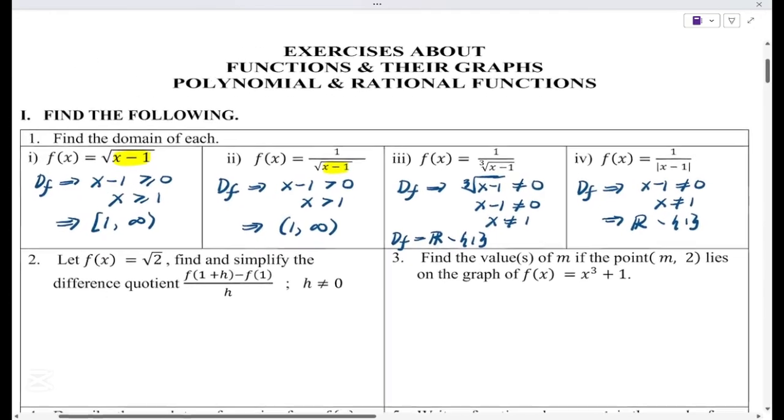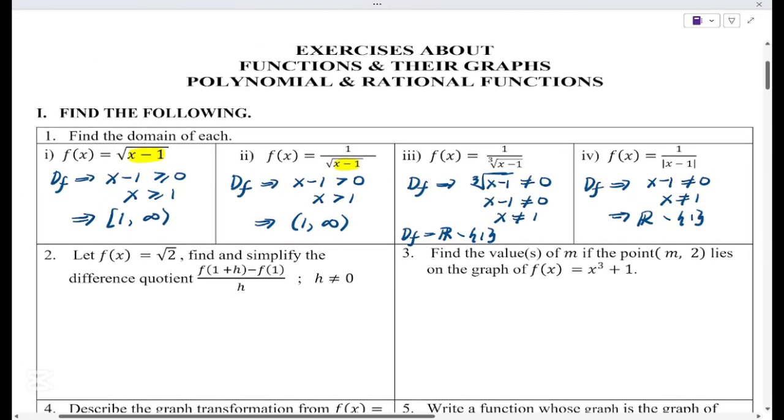So if you notice, in these four functions, these two, even though they have the same square root, when we change the position, when we make this square root of x minus 1 in the denominator, they don't have the same domain. But the third function and the fourth function, you can see that when you have an odd root and you have its absolute value, we know that the domain is all real numbers. But then, since they are in the denominator, we have to set that they should not be equal to 0. And then you can see that they have the same domain. So that's for the first question.